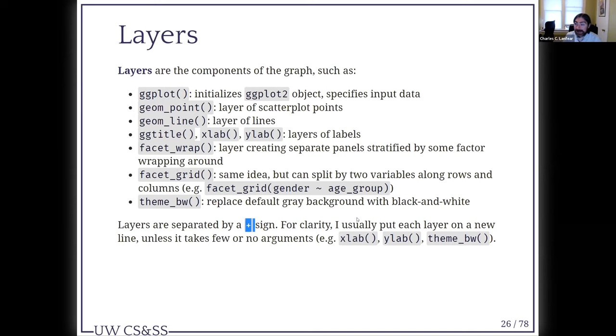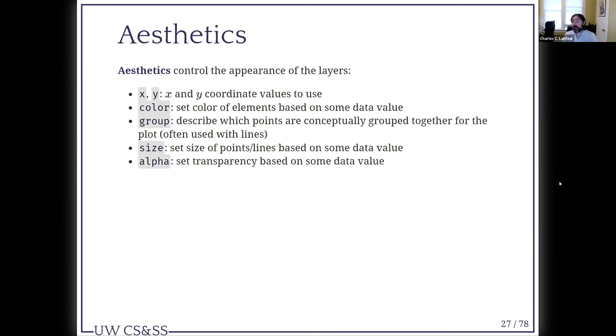Layers, again, are separated by plus signs. And for clarity, I usually put every layer of a plot on its own line unless it's really short. Okay, and we'll see this in a bit. And then aesthetics, again, control the appearance of these layers. Aesthetics include things like X and Y, which you assign to a variable to set the location of dots or lines, color, groupings, which I'll show in a minute, and size, if you want to make big lines or small dots. And a common one is alpha, one of the few unintuitive ones unless you do image manipulation. Alpha is the transparency layer. If you set alpha to 0.5, it's 50% transparent. It's good for laying things on top of each other so you can still see stuff behind them.